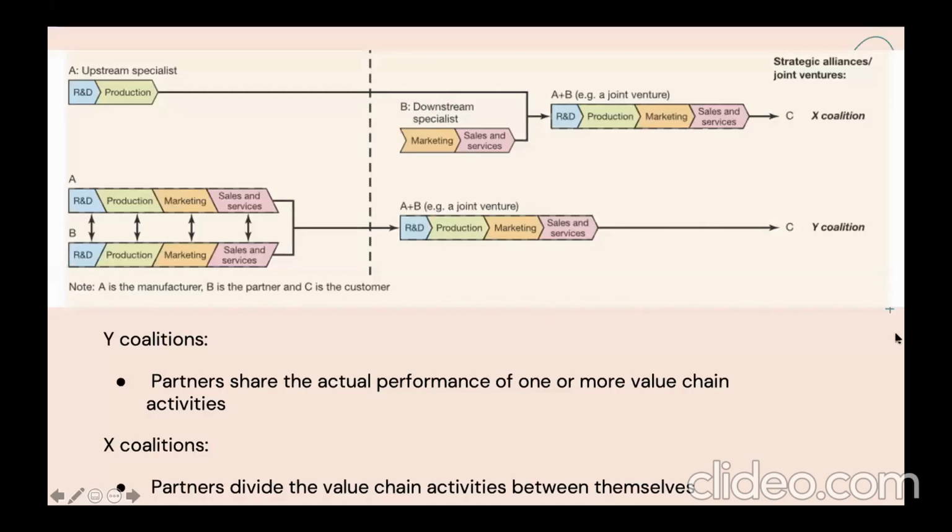So when it comes to the types of joint venture, we have Y coalition and X coalition. Y coalition is when partners share the actual performance of one or more value chain activities. So for example, joint production of models or joint marketing agreement. On the other hand, there is X coalition where partners divide the value chain activities between themselves. So one partner will develop and manufacture the product while the other will market it.